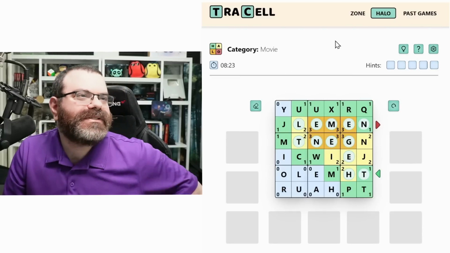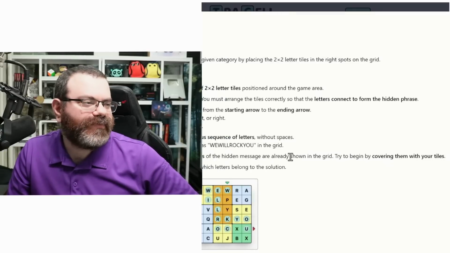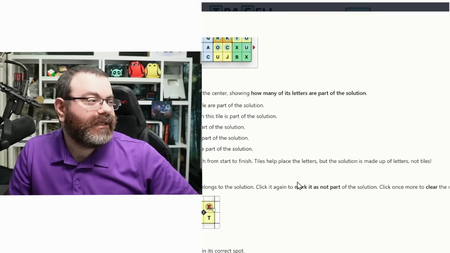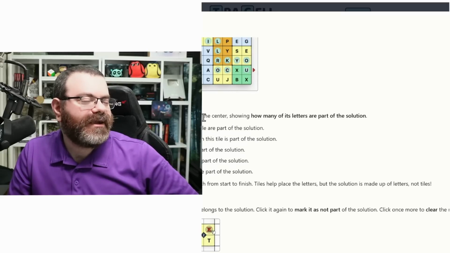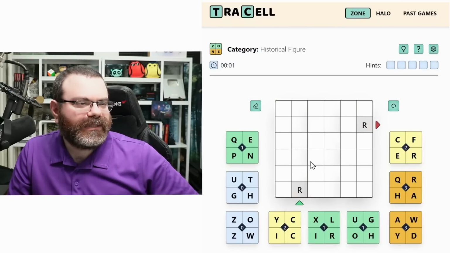Very neat. Okay, let's do zone mode. So the way zone mode works is the 2x2 has a color and number. So the entire tile is colored. And it's just the number of letters that are part of the solution. So we'll start here. So we need an R bottom right. We need, oh, there's going to be at least 2 R's bottom right. One's the start, one's the end. Interesting.